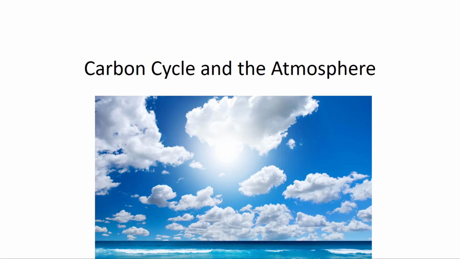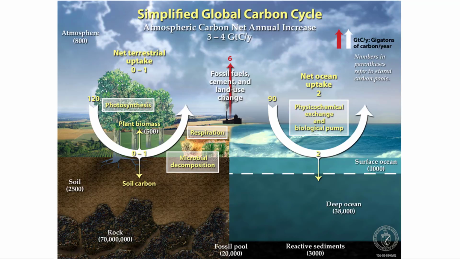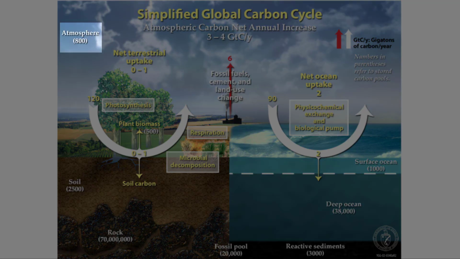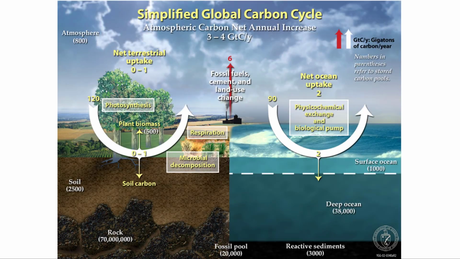Discuss the carbon cycle and the atmosphere, the air. The atmosphere has about 800 gigatons of carbon, and it exchanges it with the biosphere very quickly, and also the geosphere and the hydrosphere.